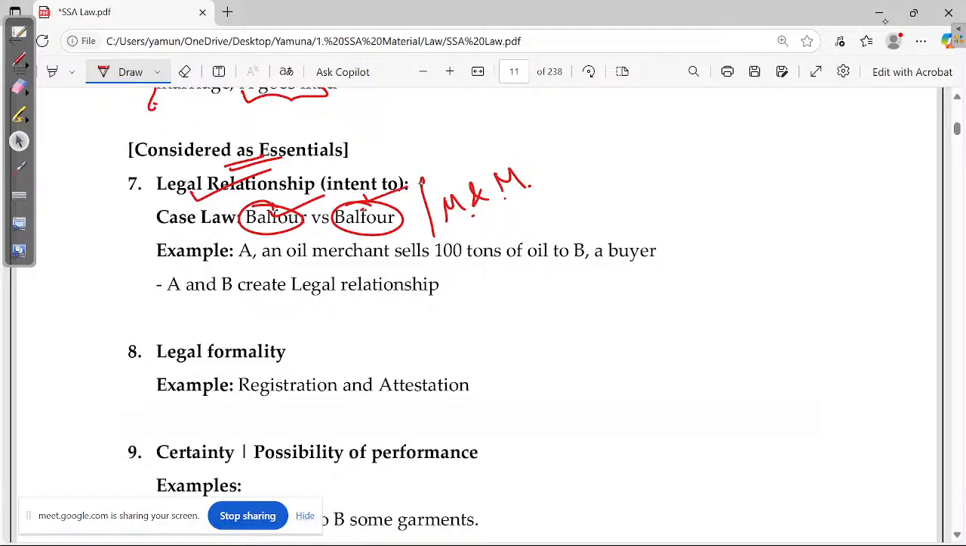But what happens in the Balfour versus Balfour case? Mr. Balfour has to go to some outstation for his project. He's leaving his wife and going, and for his wife's maintenance he's promising, which is happening between husband and wife. A clear relation of husband and wife is defined. But what happens in the Merritt and Merritt case? There actually stands a misunderstanding.